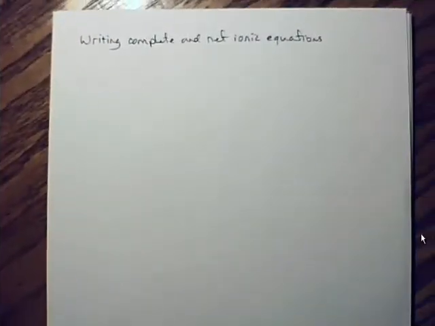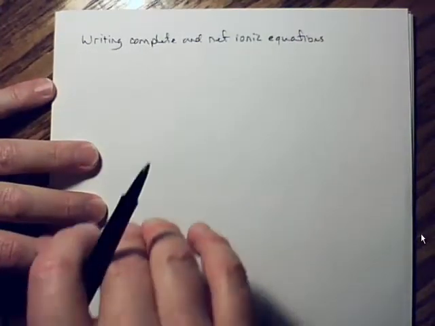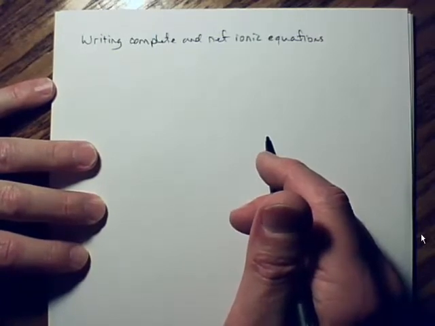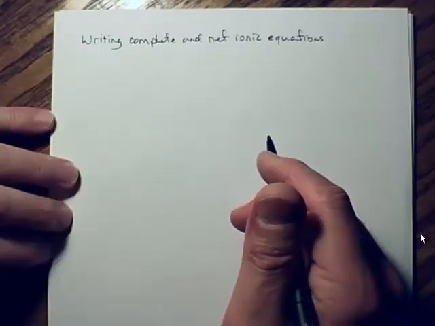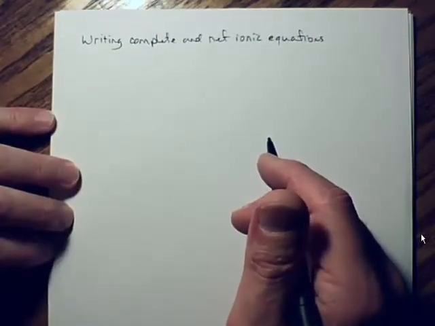Okay, so this lesson is about writing net and complete ionic equations. In order to get the most out of this lesson, you first need to know about balancing equations, classifying equations, and predicting the products of equations. The only kinds of equations for which, at this point in our class, complete and net ionic equations are written are the single and double replacement reactions.